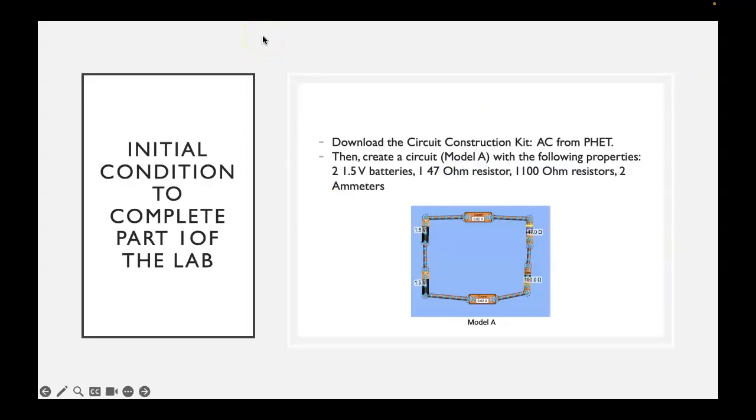The initial condition that we used to complete part 1 of the lab, which is shown in the model, is listed, and to do this we downloaded the circuit construction kit from PhET and then created the circuit model with the following properties.